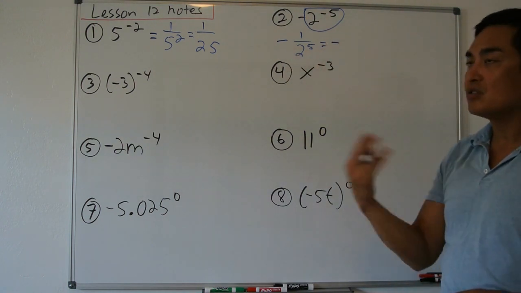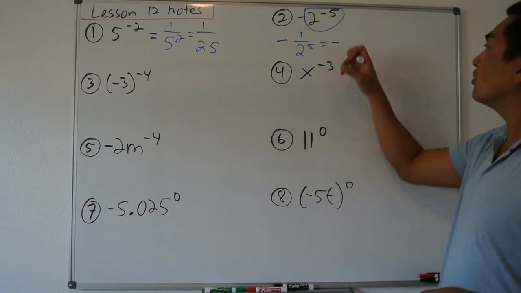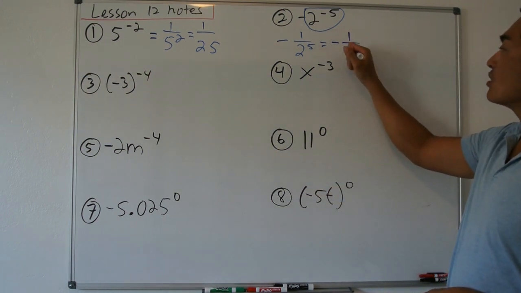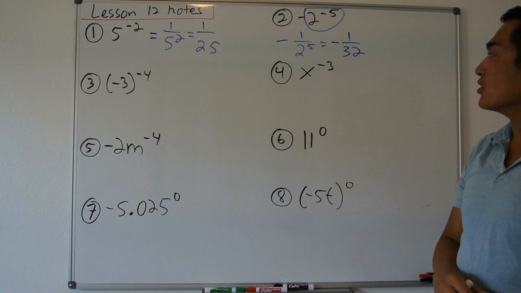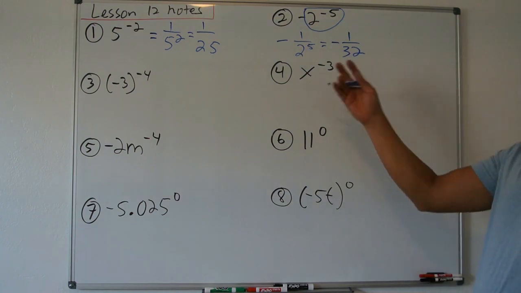Again, you could expand, do 2 times 2 times 2 times 2 times 2, or you already know what that is, which is, again, you could use your calculator, it becomes 32. Alright? Okay, move on to number 3.